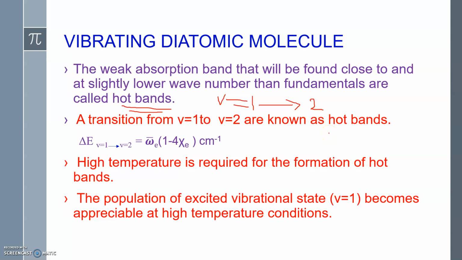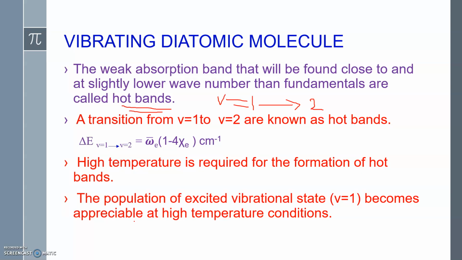It is called a hot band because only if the temperature is high will the molecules go to the V = 1 state. Then the transition from the V = 1 state to V = 2 is what we call a hot band. The hot bands are because high temperature is required for the hot band. The population of the excited vibrational state V = 1 becomes appreciable at high temperature, and this is known as hot bands.